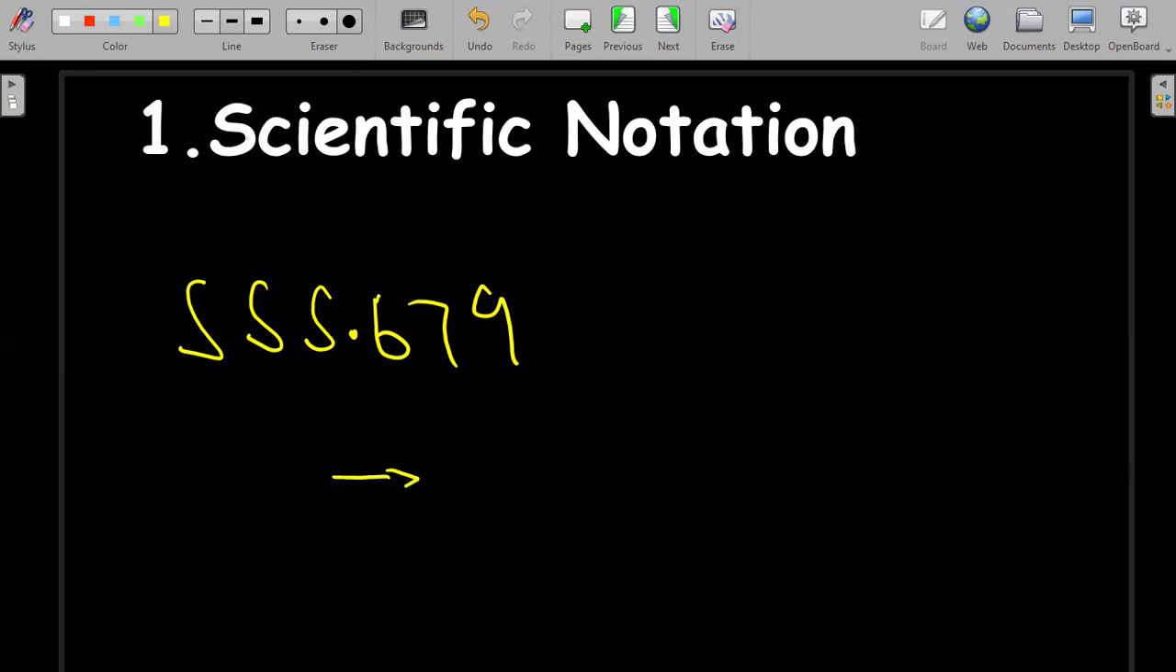We are going to move this decimal point such that the number we get should be greater than 1 but less than 10. So I'm going to move this point 1, 2. So I've moved it 2 times.